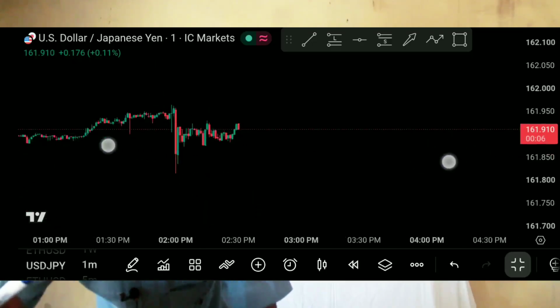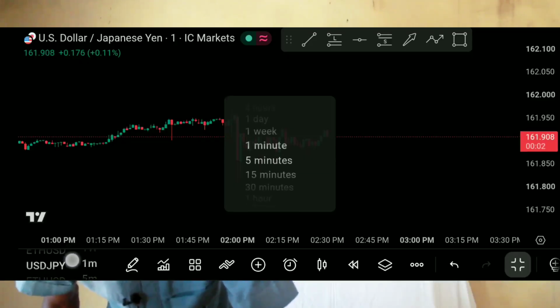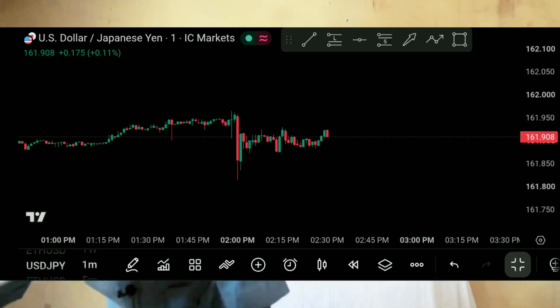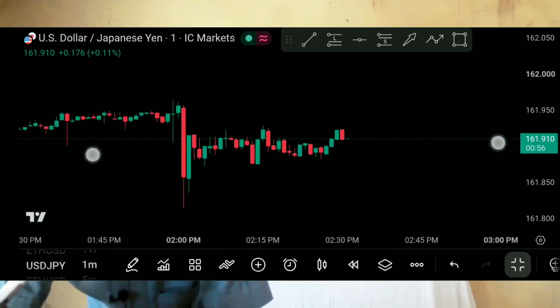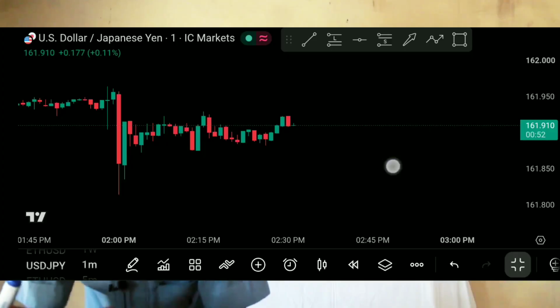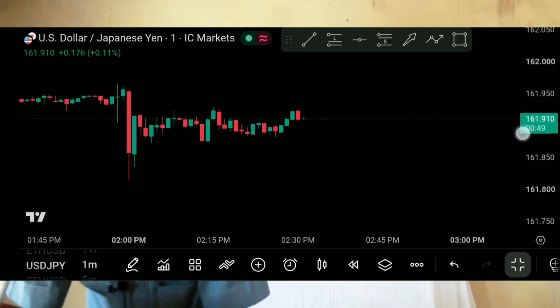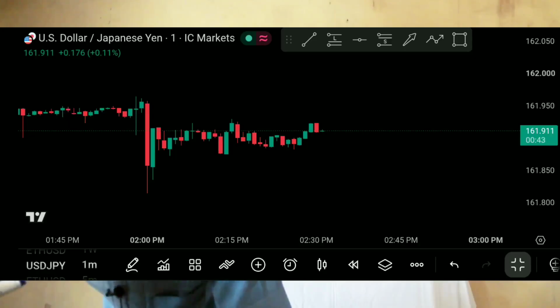Are you seeing these candles? We have candlesticks in this 1 minute time frame. You can see it here. So this candle is a 1 minute candle, right? It takes 1 minute for all these candles to form. You can see that it is counting here now, 0.47, 0.46. So it takes 1 minute for this candle to form.